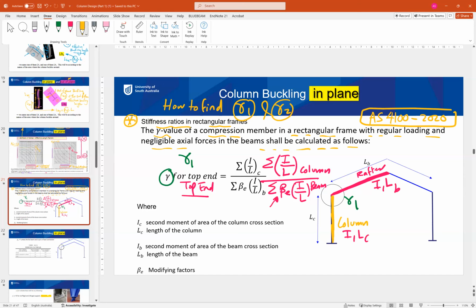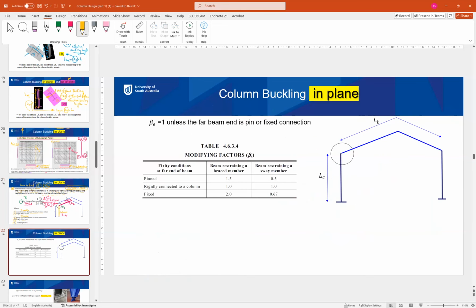The definitions of the symbols are: IC, the inertia of the column, the second moment of area. LC is the column length. IB is the inertia of the beam. LB is the length of the beam. Beta E is a modifying factor. Beta E from the standard is equal to 1 unless the far beam end is bent or fixed connection.